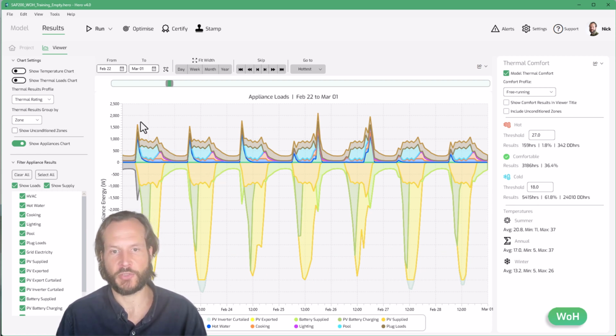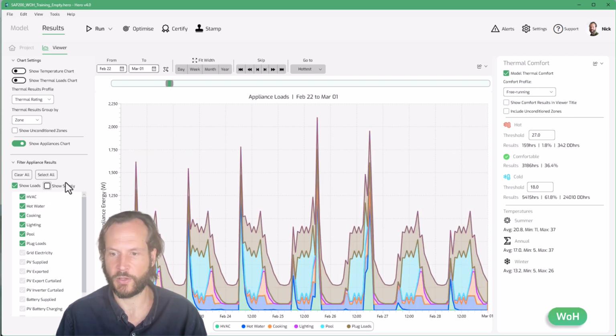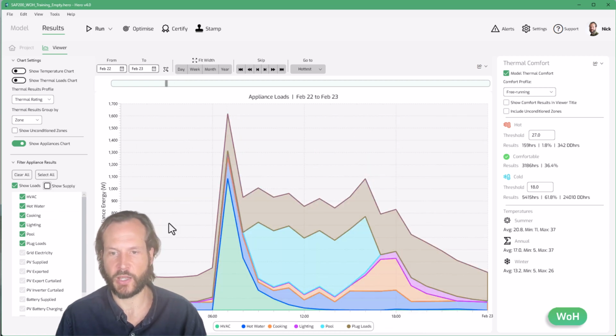You'll see here at the top of the chart is the demand categories. So all of the appliances except solar and batteries really, and you can just focus on that by turning off the lower areas here. And we can see just our demand appliances and see where this appliance demand occurs throughout the day.